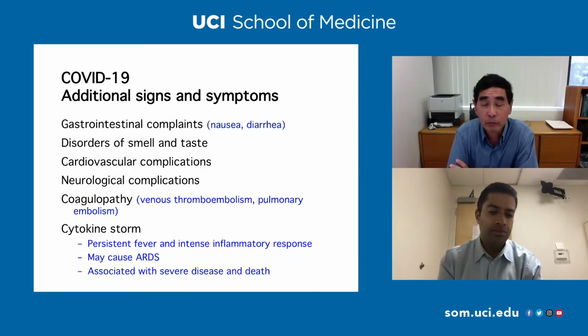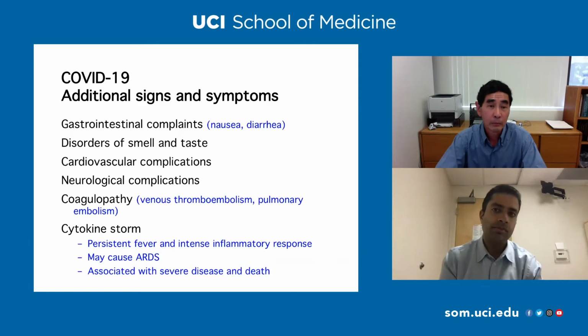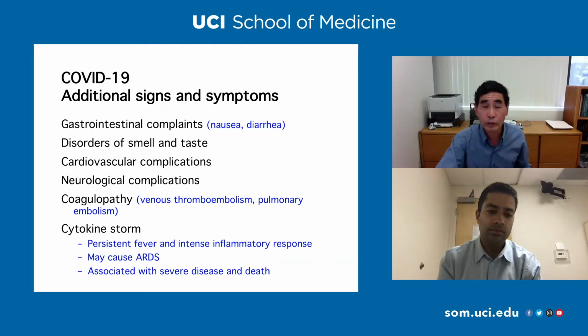COVID-19 patients have been reported to have additional signs and symptoms. They can have gastrointestinal complaints such as nausea and diarrhea. Quite interestingly, disorders of the sense of smell and taste have been described. This is somewhat unusual. We don't always see this with respiratory infections. Patients also have cardiovascular complications and neurological complications.